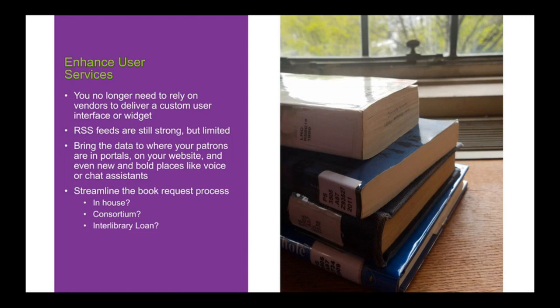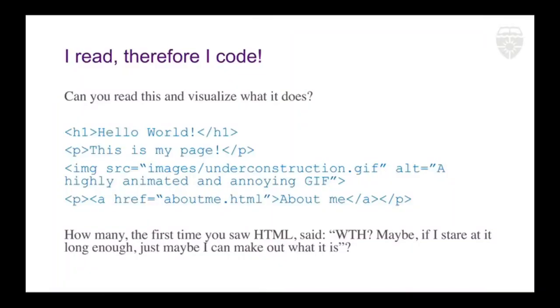What if on the back end, they hit request, and the system was able to figure out on its own using a decision tree? The system was able to say, well, is this book available locally, in-house? Is it available down the street? Or should I start filling out an interlibrary loan request for this? So those are things that you can use APIs for.